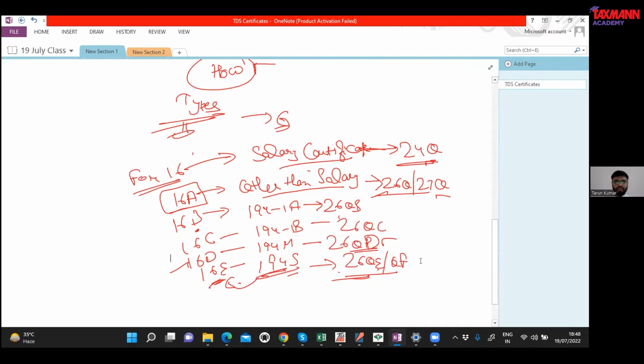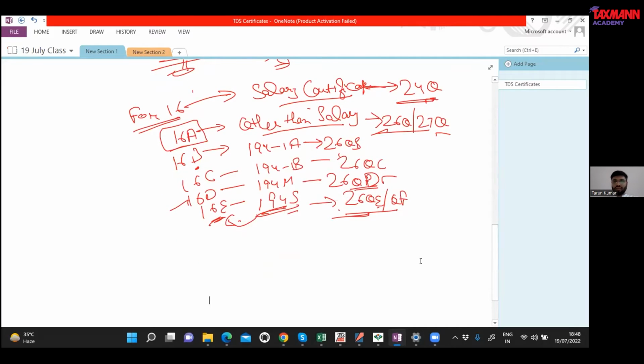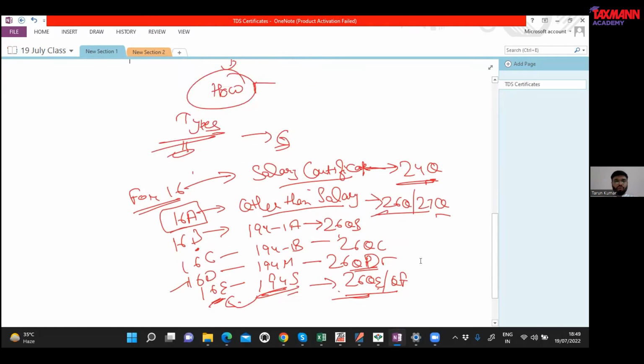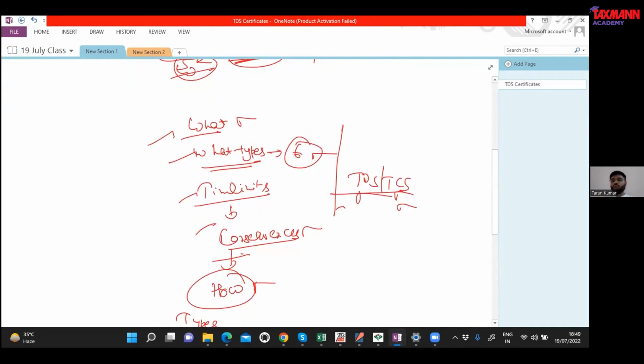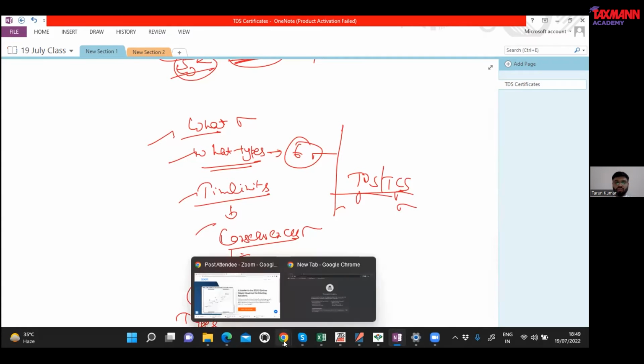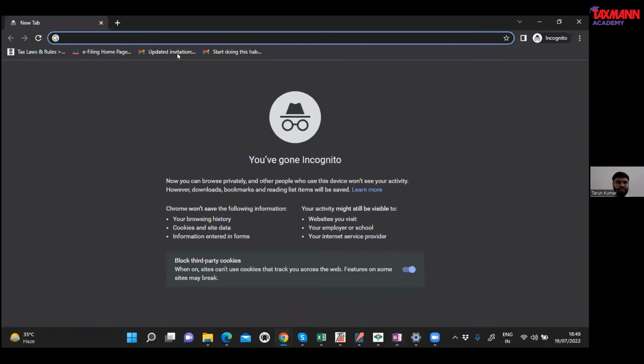Okay, sir. So these are the 6 TDS certificates which are to be issued by the deductor to the deductee. Now, before I come to the time limits, I think we have understood what a TDS certificate is and what the types of TDS certificates are. Before I come to the time limits and consequences, I'll take you through how to download the TDS certificates and how to issue them to the deductee. So the deductor has to download these TDS certificates from the TRACES portal, and how they are to be downloaded, we will learn now.